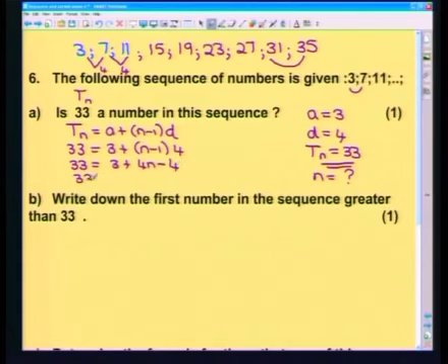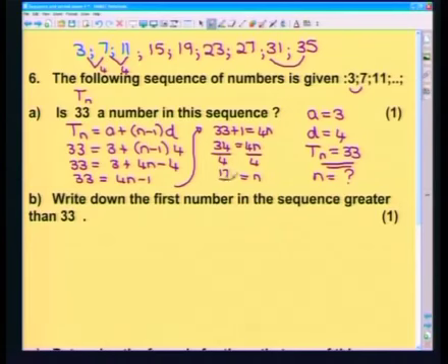That means that 33 is equal to 4n minus 1, which means I've got 33 plus 1 equals 4n, which means 34 equals 4n. Now to find n, I divide both sides by 4. So doing that, I'm going to get n is 17 over 2. Right, we have a problem.